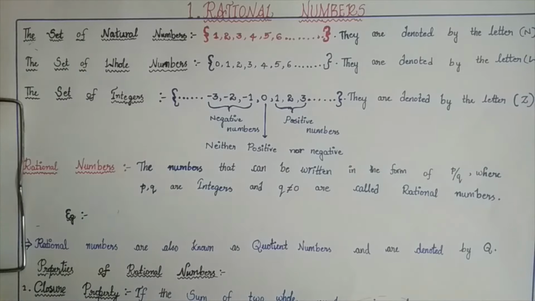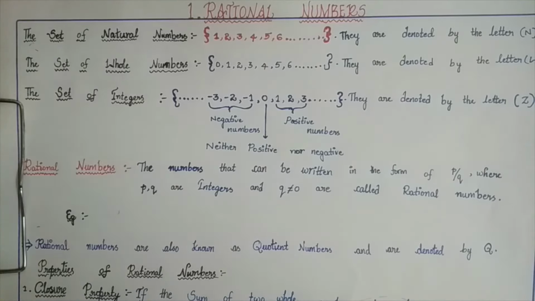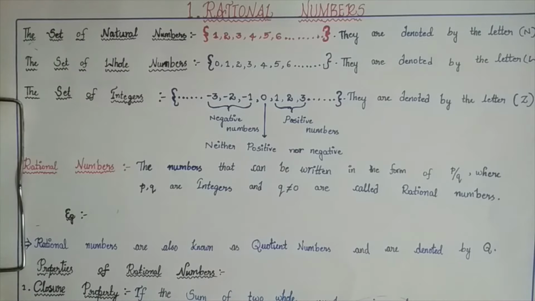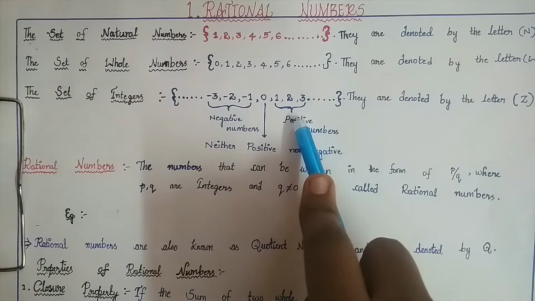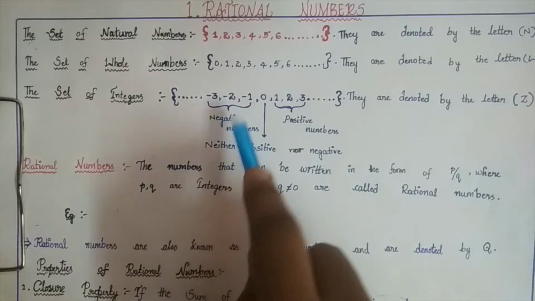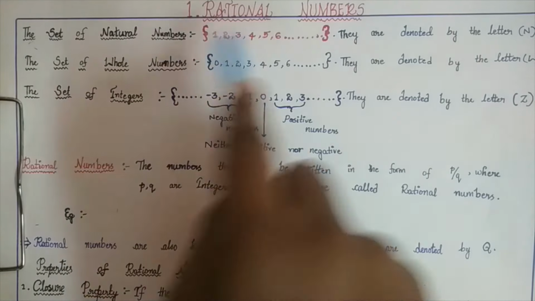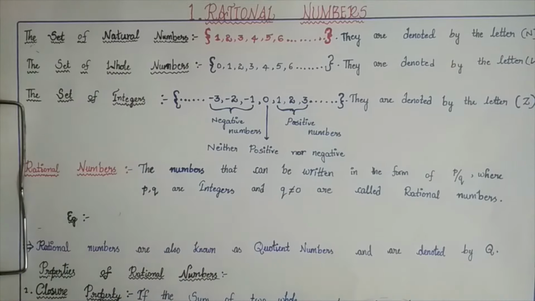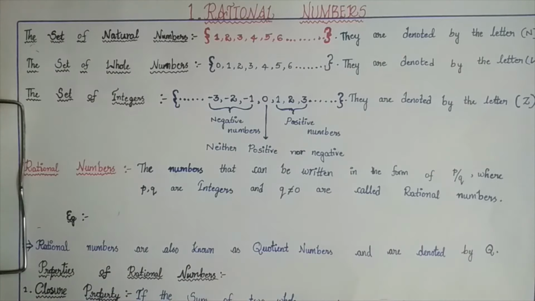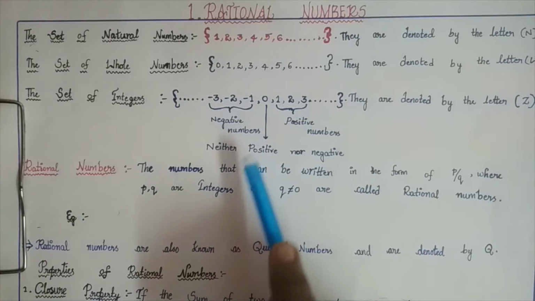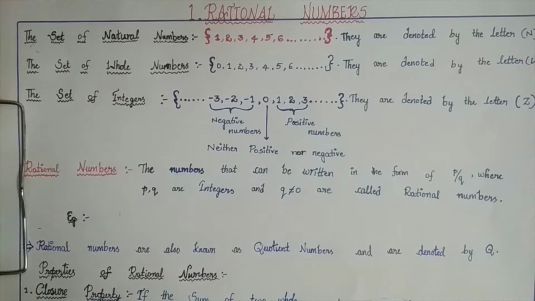And last, the set of integers. The positive numbers and negative numbers, including 0, are called integers and they are denoted by the letter Z. So 0 is neither positive nor negative.